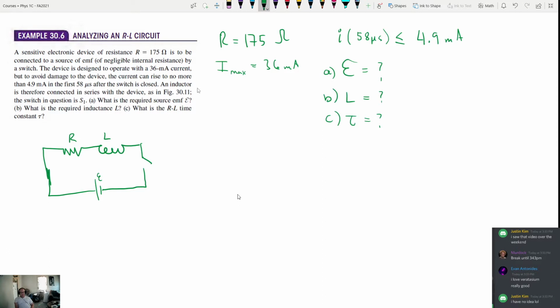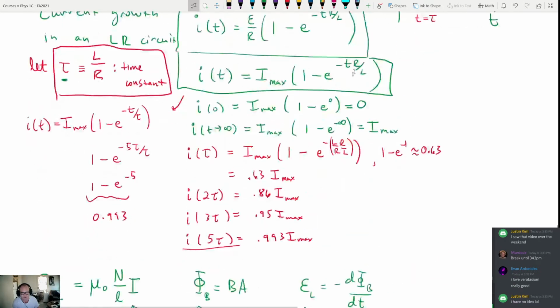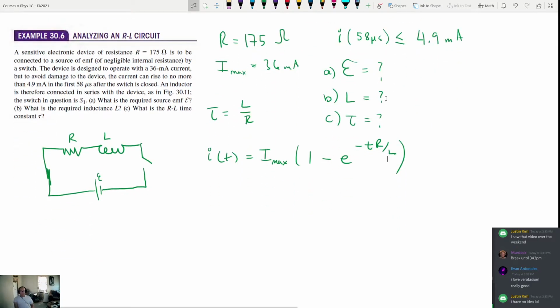So let's write down the things that we know. We know that tau is equal to L over R. We know that the current as a function of time in our circuit looks like this. Wait. It's R over L, right? Yeah, it's R over L. And we're given a bunch of other information here, so we can figure out some things pretty quickly.